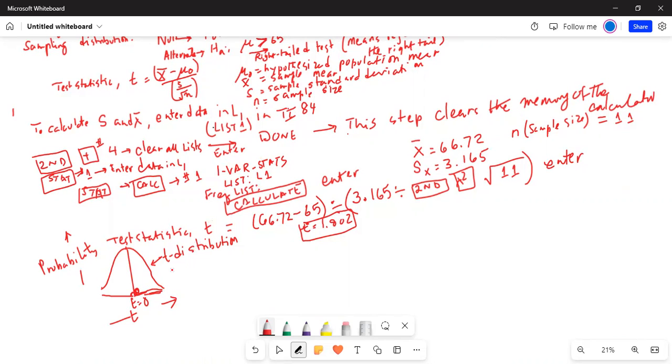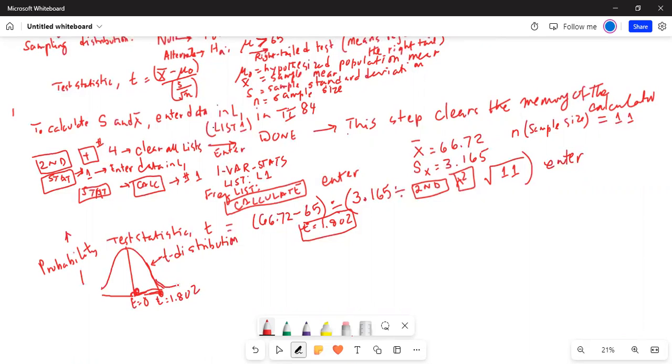Now, on the right of 0, we have positive values on the horizontal axis. On the left of 0, we have negative values. The t value that we have calculated, the test statistic, is 1.802, somewhere over here. So let me erase this and write it clearly. This t value, the test statistic, is a point on the horizontal axis, which is 1.802.